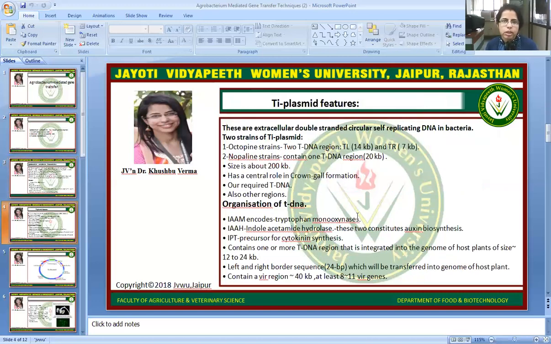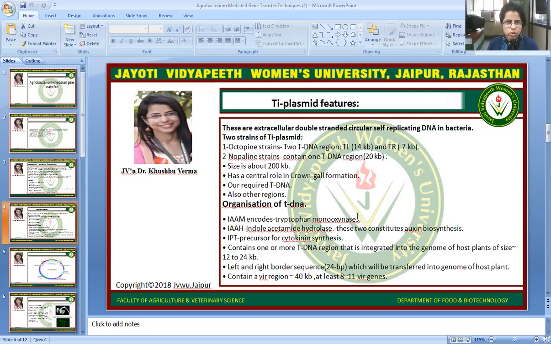Now we will discuss Ti plasmid features. These are extrachromosomal, double-stranded, circular, self-replicating DNA in bacteria. There are two strains of Ti plasmid. One, octopine strains, with two T-DNA regions, which are TL 14 kb and TR 7 kb. Second, nopaline strains, contain one T-DNA region of approximately 20 kilo base pair. Size is about 200 kilo base pair, and it has a central role in crown gall formation. Our required T-DNA region is here, and also other regions.